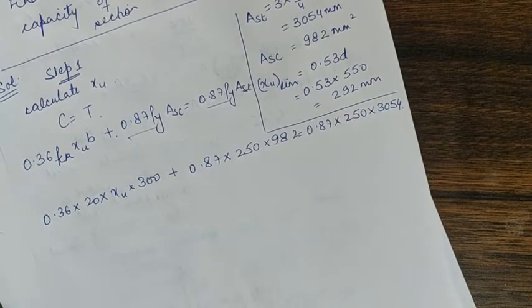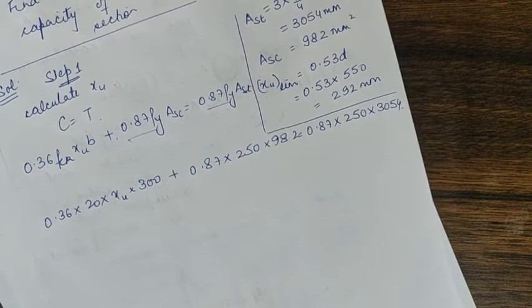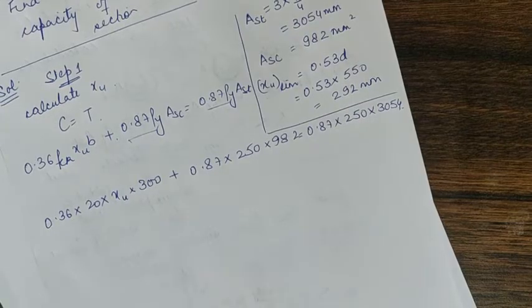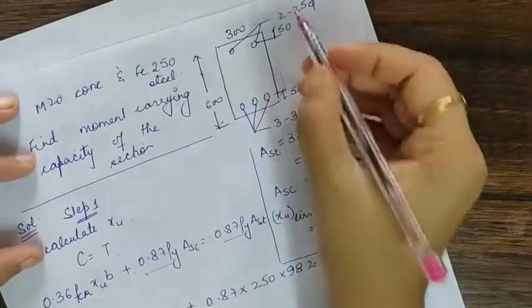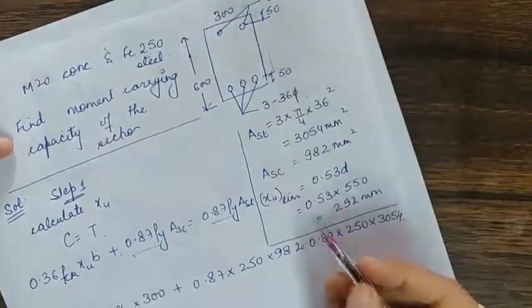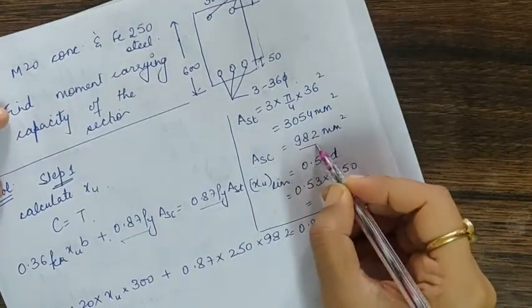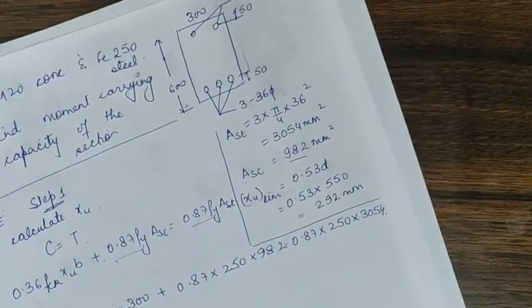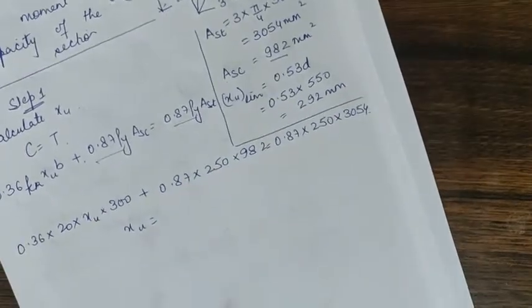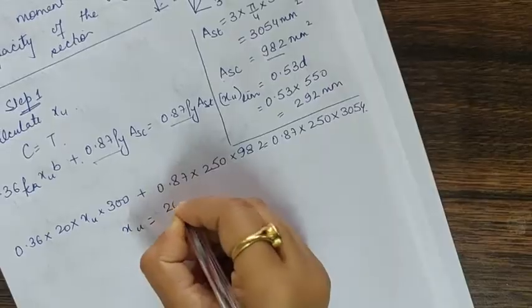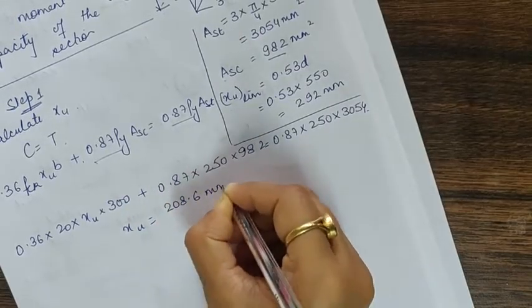Sorry, this is 2 bars of 25 dia, so that's why this area is 982. So I'll solve this, I'll get the value of XU. The value of XU is coming out to be 208.6 millimeters.